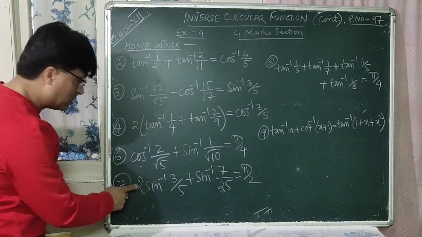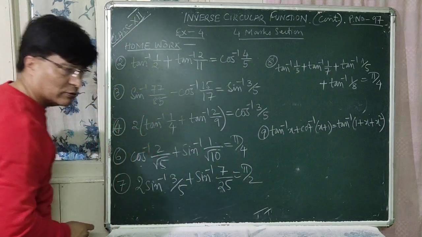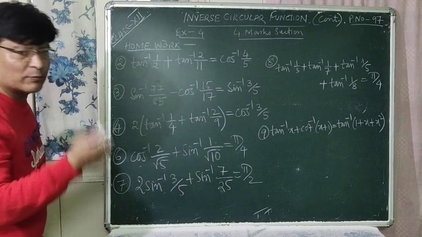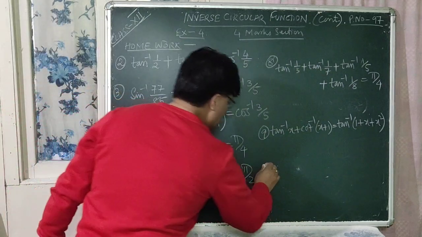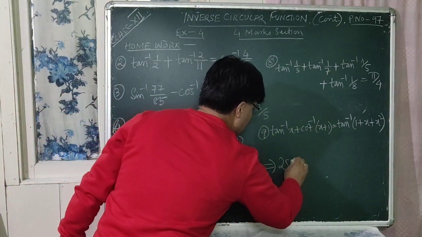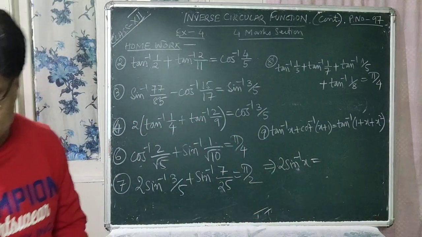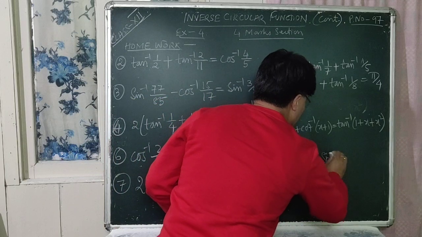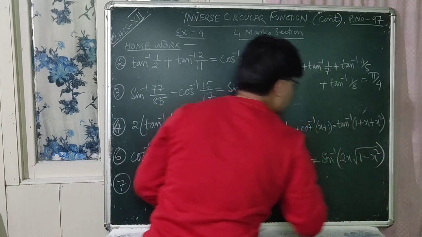So question number 7. 2 sin inverse 3 by 5 plus sin inverse 7 by 25 is equal to pi by 2. So how to do it? This 2 sin inverse x should be converted in terms of sin inverse. So which formula is used here? 2 sin inverse x is equal to, which formula is used in this case? You can use the formula sin inverse of 2x root under 1 minus x square.